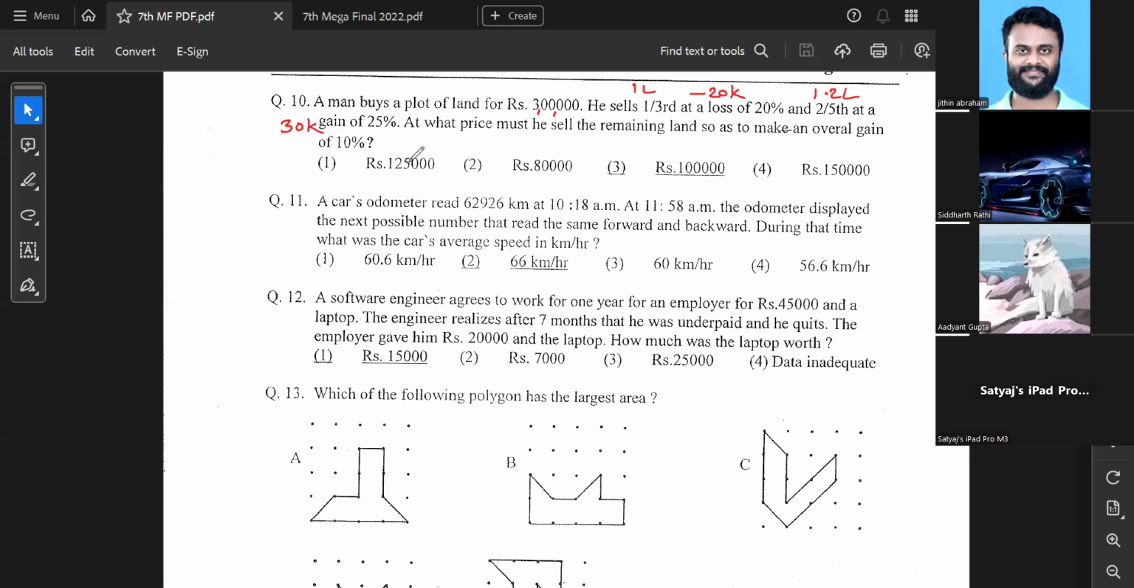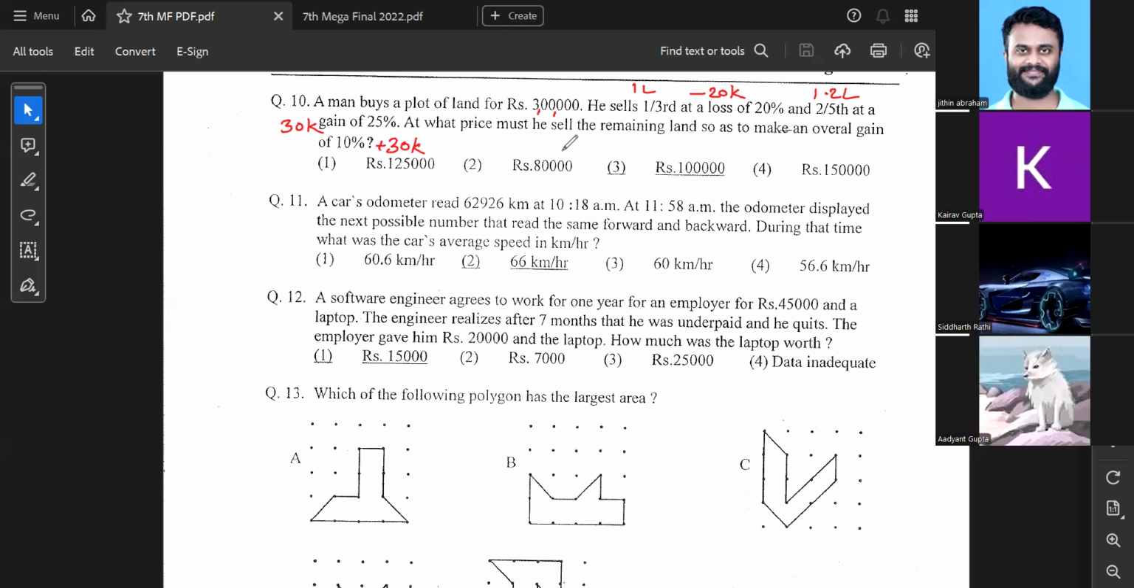So he wished to gain an overall profit of 10% of the total value. 3 lakh ka total 10% is basically 30K. So he wished to have a total profit of 30K. That means in the remaining piece of land, he must have a profit of 20,000. Simple logic. Because in the starting, the loss of 20,000 happened, that he must recover. 20,000 ka profit hona chahiye. Option 3, correct.